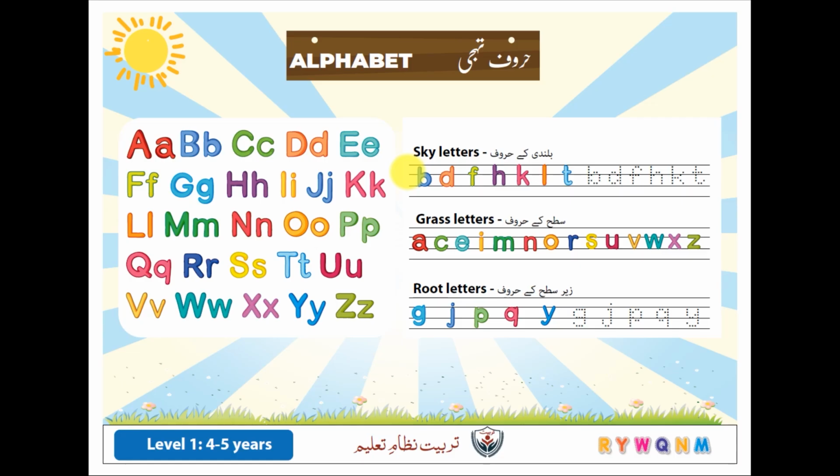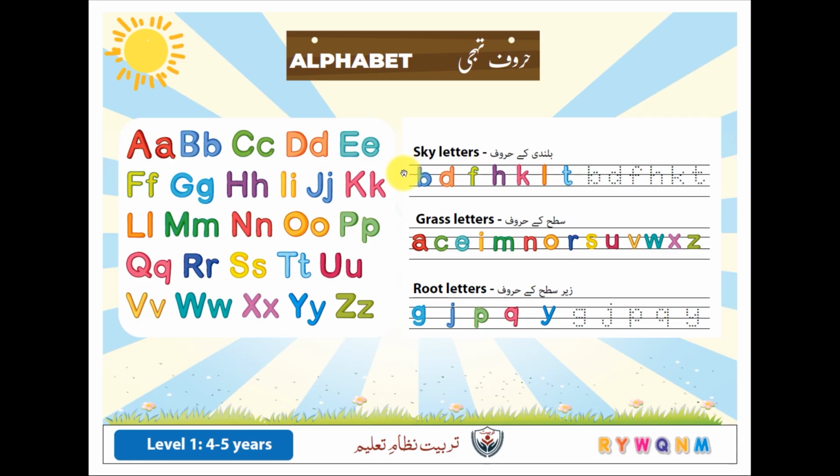There are 4 lines in English. Just look at these lines. This is line number 1. This is line number 2. This is line number 3. And this is line number 4. There are 4 lines in English.